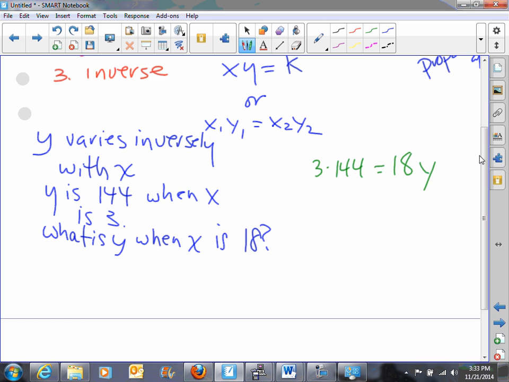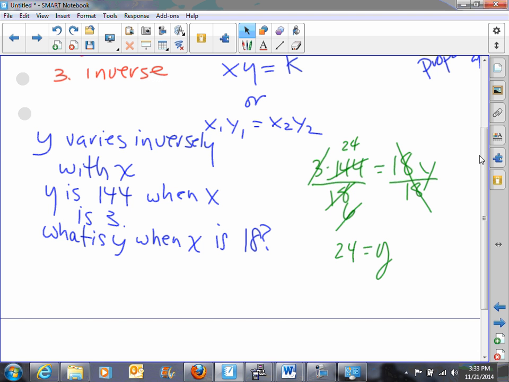So now, if you'll notice, we're really solving the same equation we had before, we're just dividing both sides by 18, and so we get y on this side. Now over here, we can do something simple. The 3 goes into the 18 6 times, and then yes, 6 goes into 144 24 times. So 24 equals y. We get the same answer either way. All right, and that takes care of inverse variation.